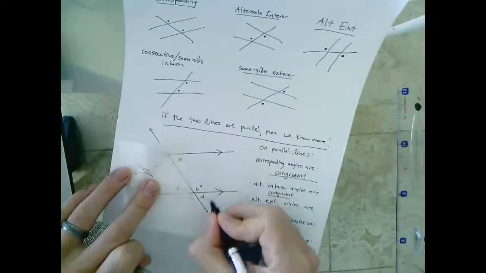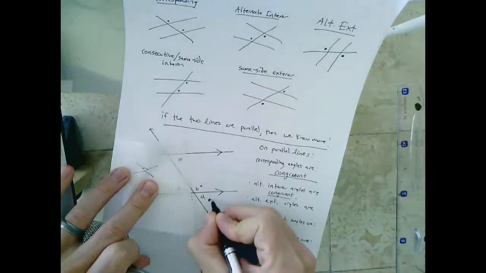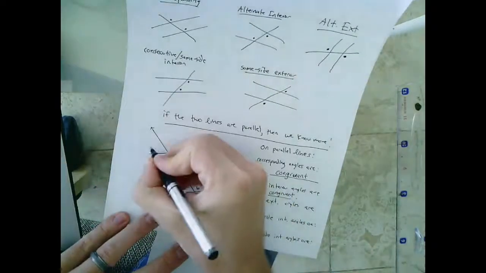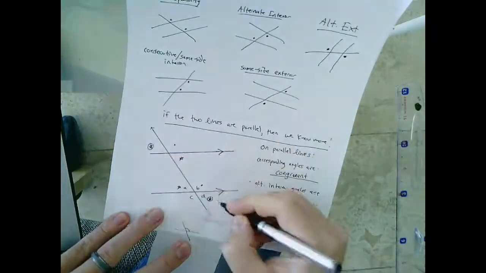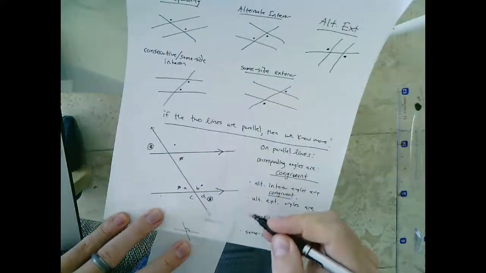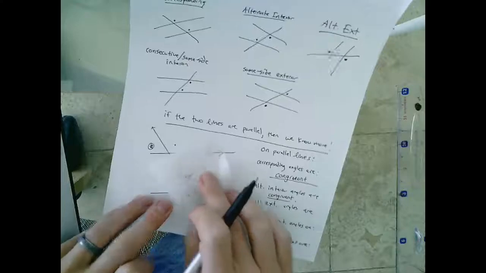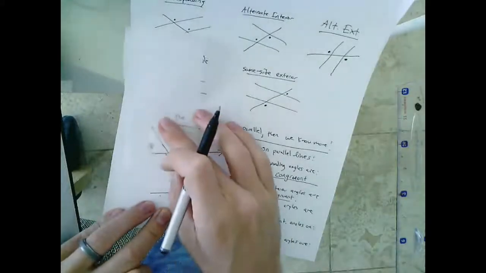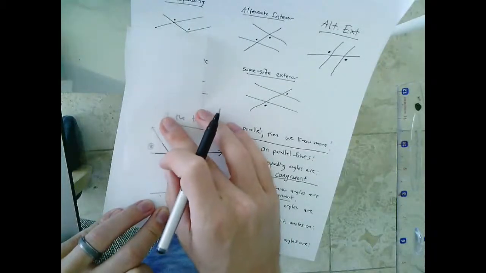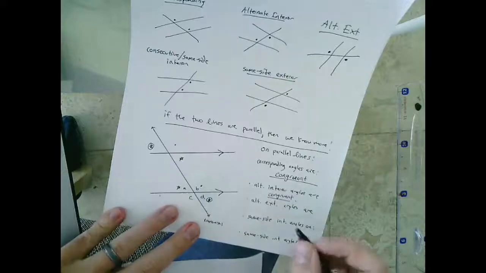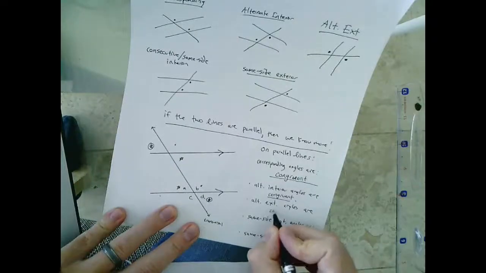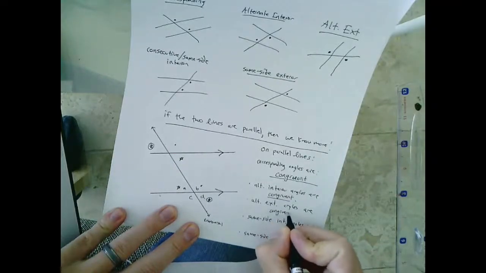Alternate exterior angles, I think you guys might be seeing how this works, but let's do this. For D right here, I'm going to put a star with a circle around it, and a star with a circle around it over here for its alternate exterior angle. Let's see if D is congruent up here. It is. Okay, so we know that alternate exterior angles are congruent as well.